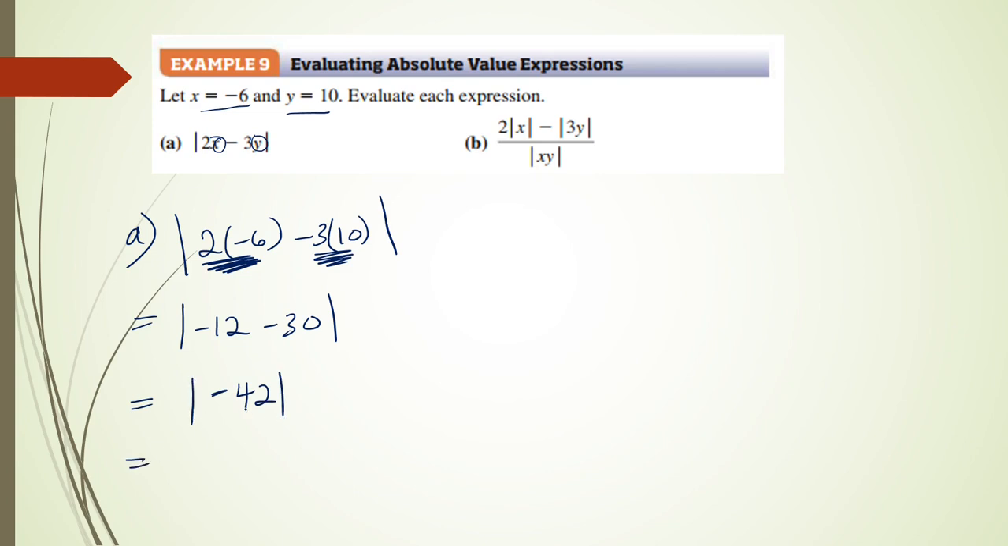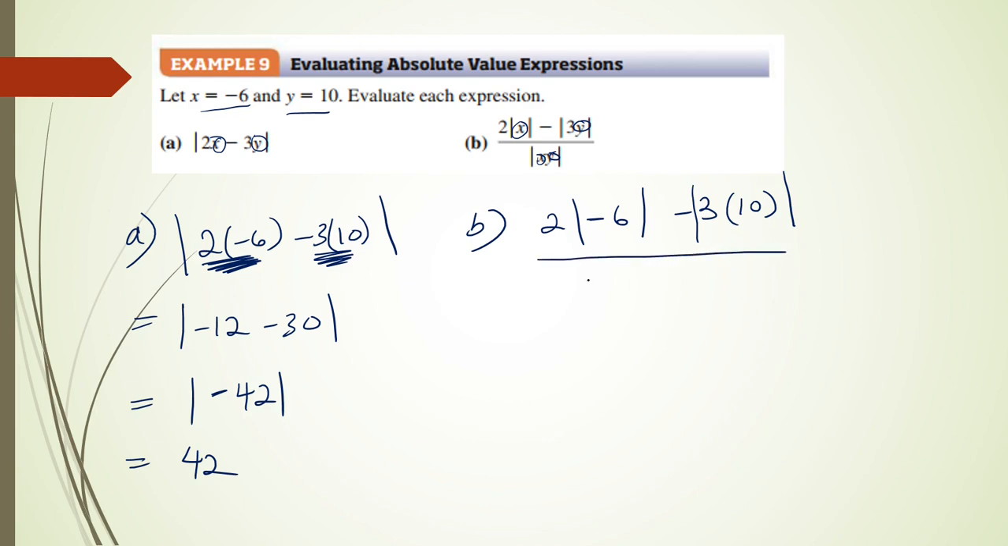Don't forget the absolute value. The absolute value of negative 42, we're going to change that to a positive 42. And that's our solution for part A. Part B, I'm going to replace this x, y, and this xy with our numbers. We'll replace the first x with a negative 6. We'll replace the second y here with a 10.